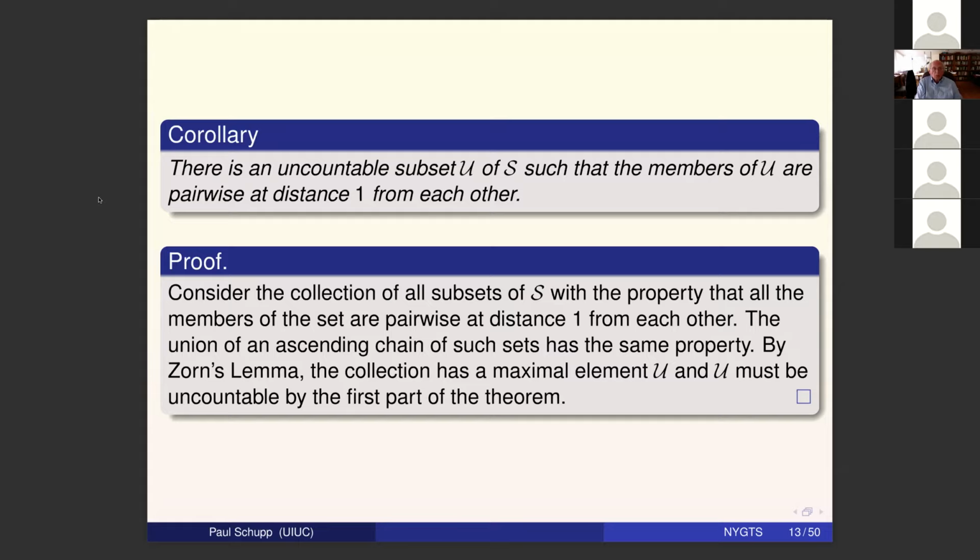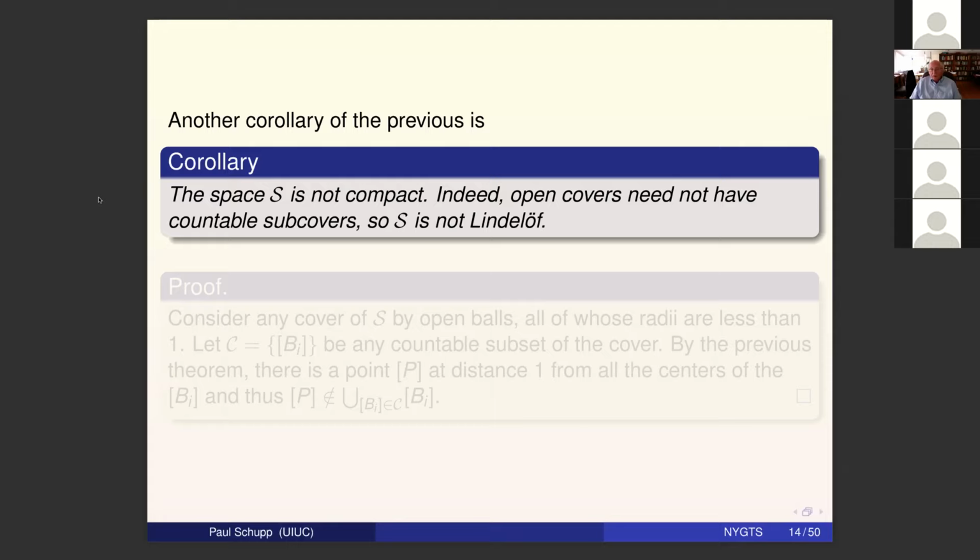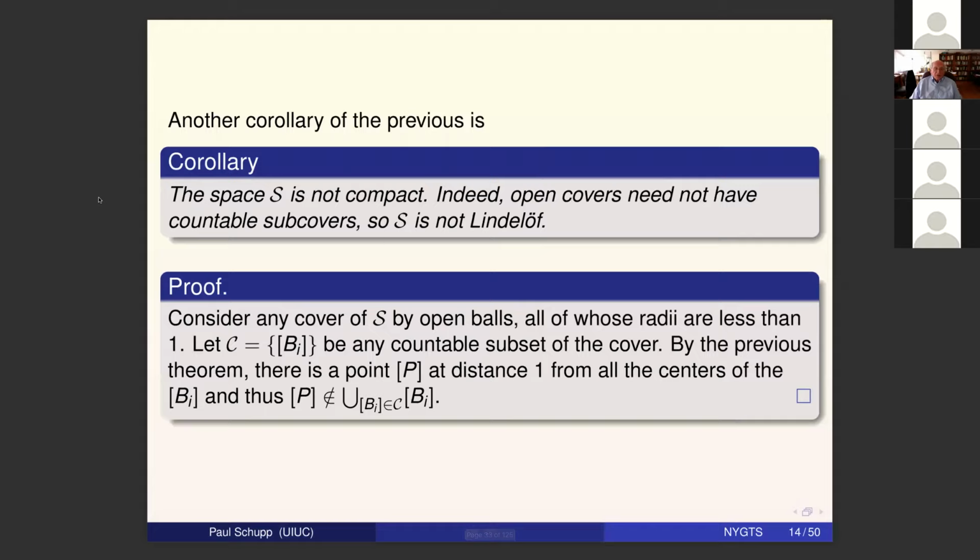Another corollary, of course, is that S is very non-compact. Open covers don't even have to have countable subcovers, so it's not Lindelöf. Just take any cover by open balls, all of whose radii are less than one. If you have a countable subset, there's a point P at distance one from all the centers of these B_i, so this point P is not in the union. So these are some bad properties.